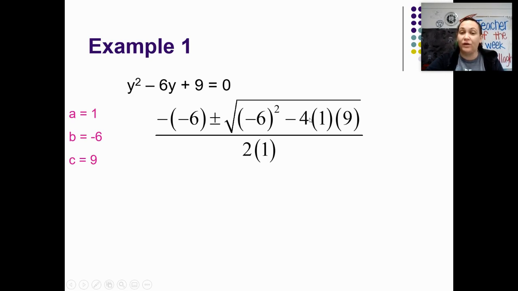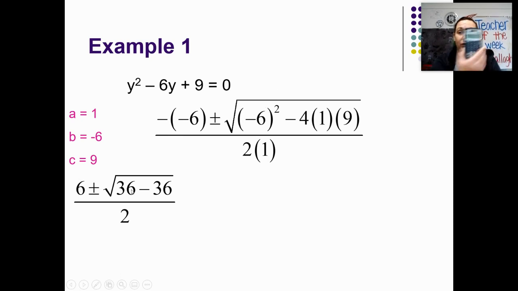Over here, I'll be doing 4 times 1 times 9, and I'm going to keep that subtraction sign in the middle. So on my next step, underneath my radical, I should have 2 numbers with a subtraction sign between them. And then on my next step, I will also be multiplying the 2 times the 1 on the bottom. So again, just to recap, the double negative turned into a positive. -6 squared is positive 36.